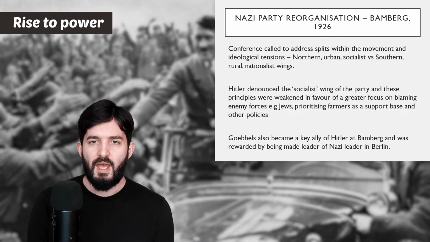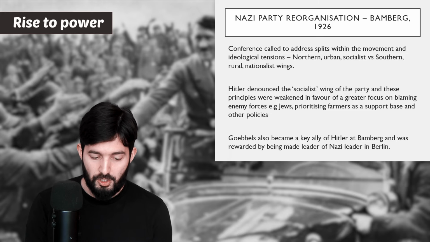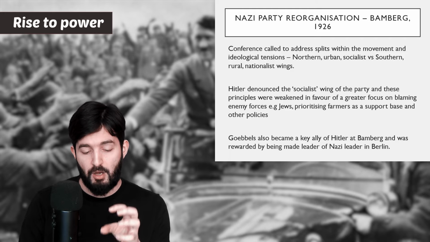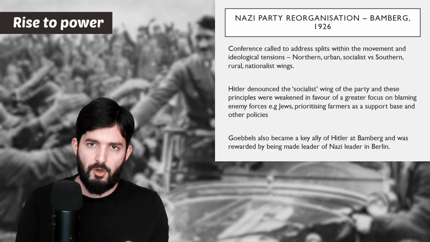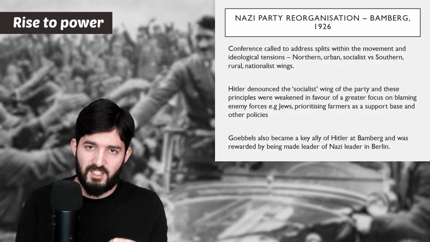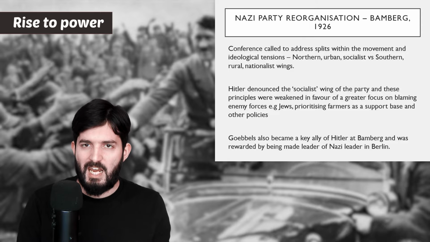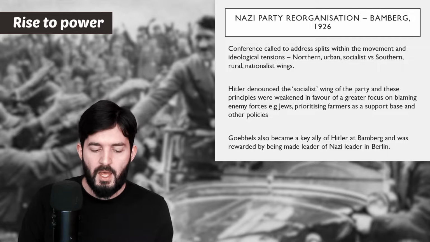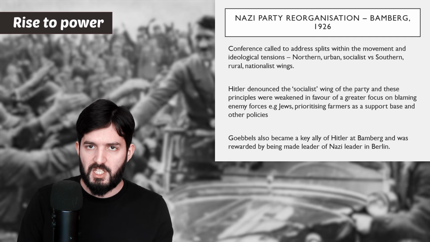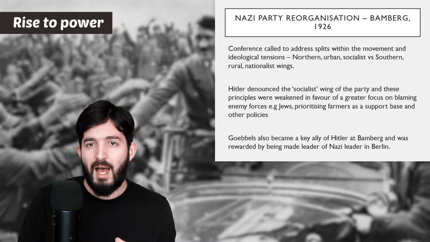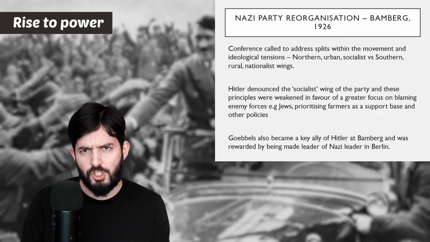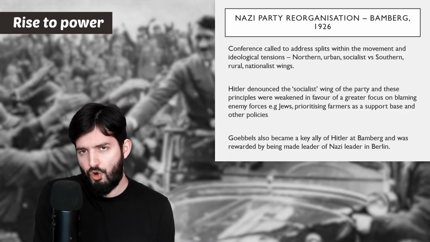And so he denounces the socialist wing of the party, and as a consequence, he weakens the socialist principles of the party in favor of a greater focus on the more nationalist, divisive message, in particular, blaming the enemy forces hurting Germany. So blaming Jews, blaming communists, etc., as well as starting to prioritize farmers, basically agriculture, as a support base, and policies which could potentially be tailored to farmers in the agricultural sector. So you start to see this now shift towards the Nazis being a more rural agrarian party in terms of their support base.